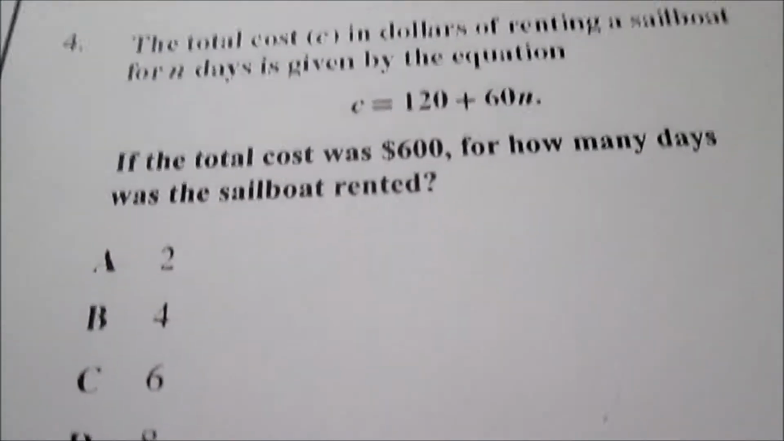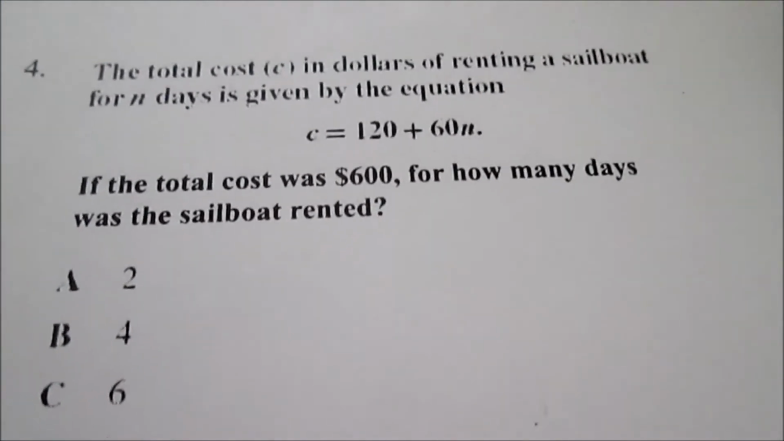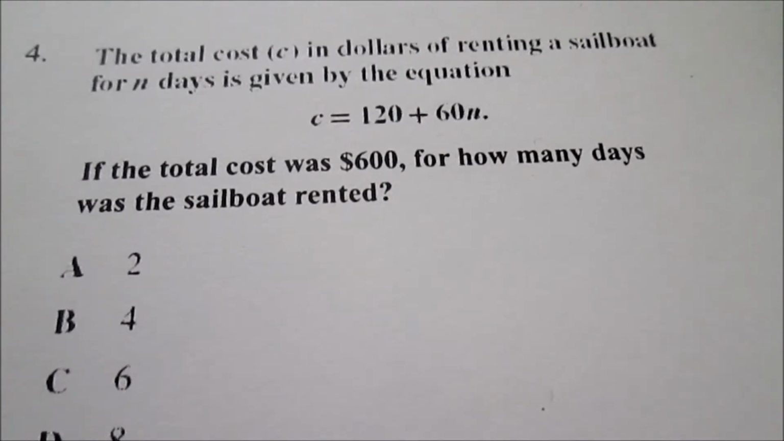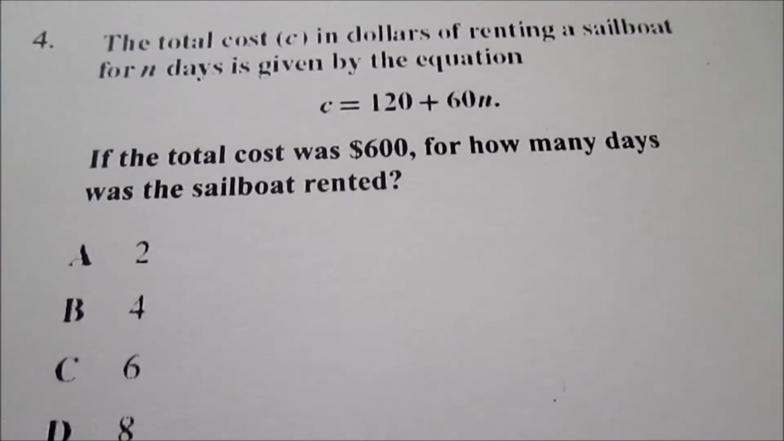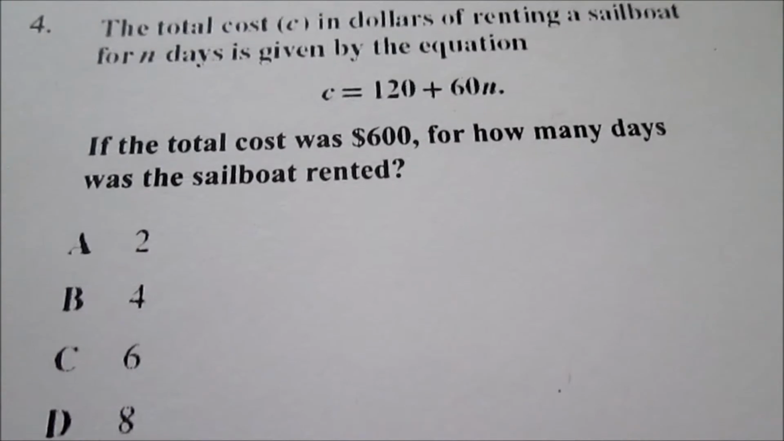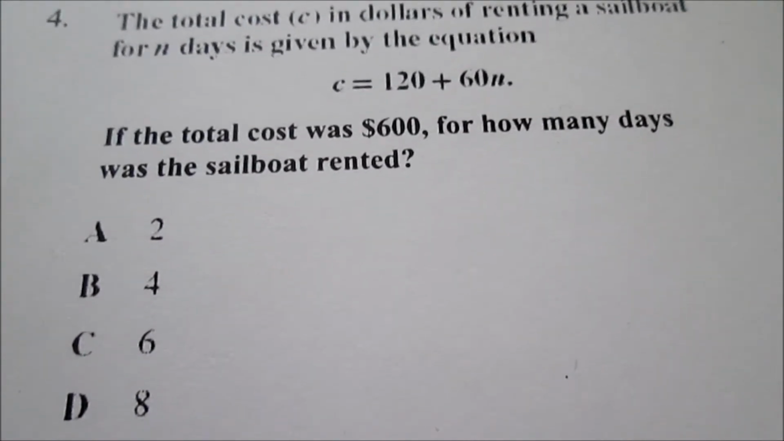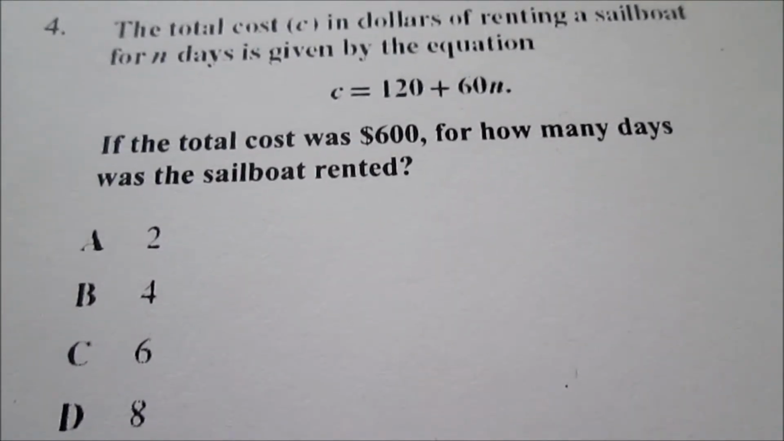Number 4. The total cost in dollars of renting a sailboat for n days is given by the equation C equals 120 plus 60n. If the total cost was 600, for how many days was the sailboat rented?